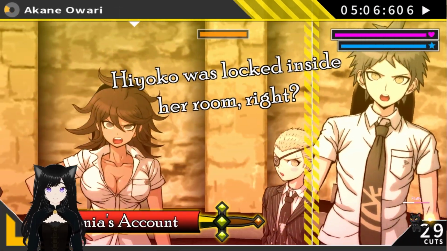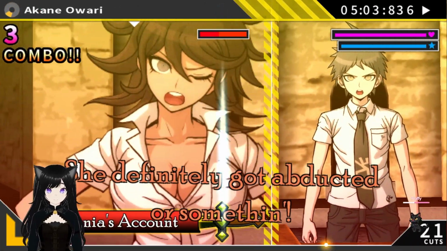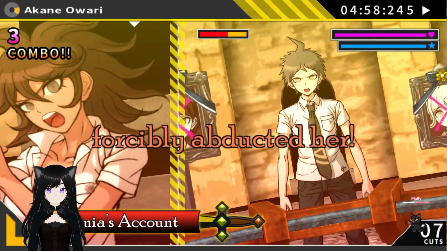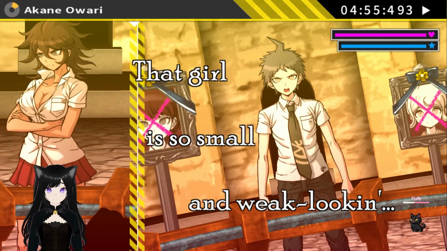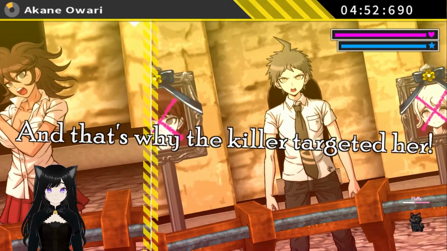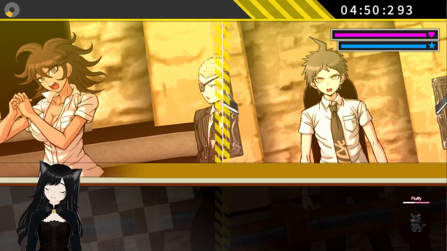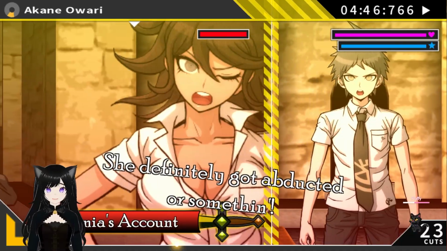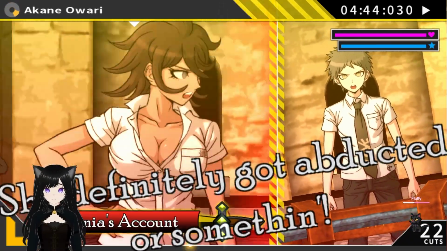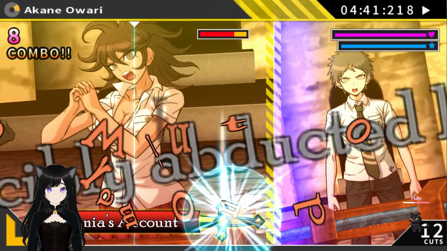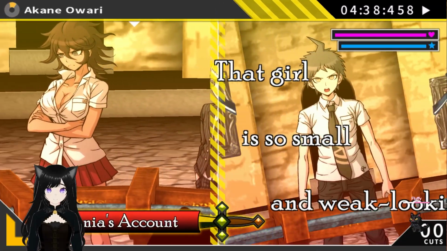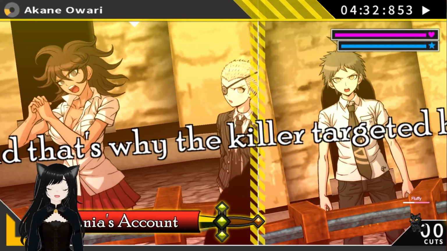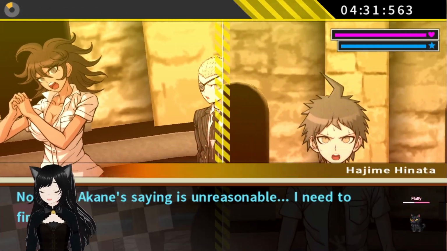Okay. Hyoko was locked inside her room. She definitely got abducted or something. The killer forced their way into Hyoko's room and forcibly abducted her. The girl is so small and weak looking. And that's why the killer targeted her. Okay, nothing is showing. We gotta do it to this one, right? I'm so confused. Oh, we only have a certain number of cuts. Oh, I understand. I didn't realize we were limited on our cuts.